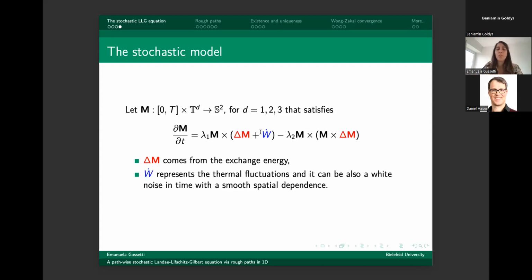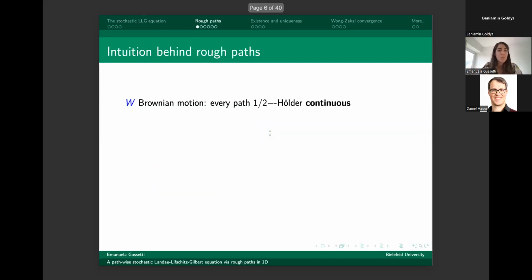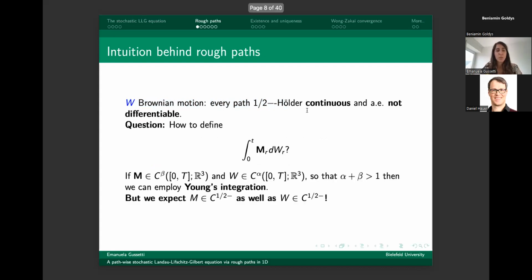How are we interpreting the noise? Here I'm writing the derivative of Brownian motion, but it really doesn't make sense. The motivation is that if we consider Brownian motion, every path is α-Hölder continuous for α less than 1/2. But the problem is that it's almost everywhere not differentiable. So we cannot really use classical integration theory to define an integral against the Brownian motion. So we want to give a meaning to the multiplicative integral that we have seen before.